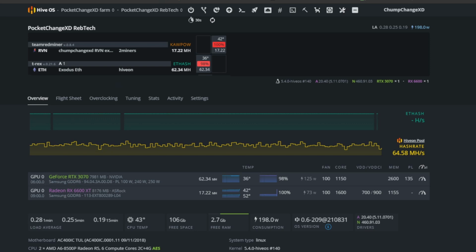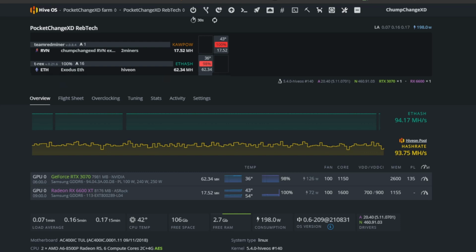Look at that. So same clocks minus the memory. We had 1125 previously on the Sapphire Pulse. This is at 1155 for the memory, but we have 17.22 on Raven, which is better than the Sapphire Pulse. We had 17.09. So the memory could be a small factor, but to be honest, I don't really think so. It's not a memory dependent algorithm, it's core dependent. So I mean, again, every card's different. The hash rate's actually getting a little better. It's at 17.52.